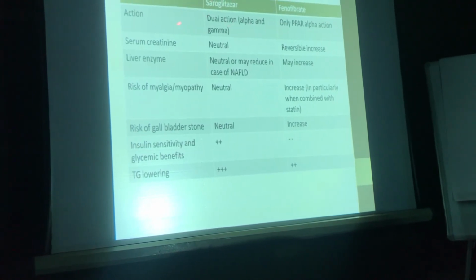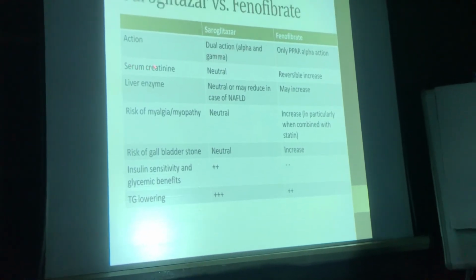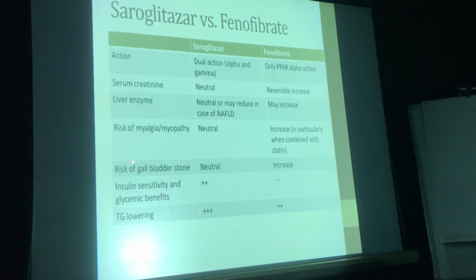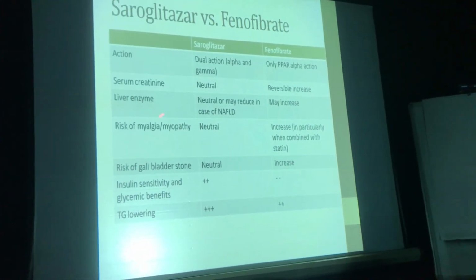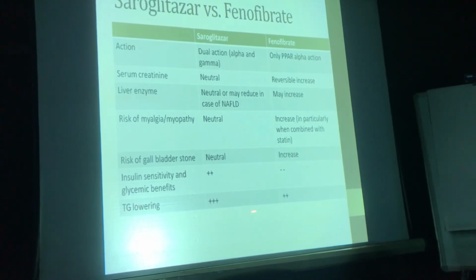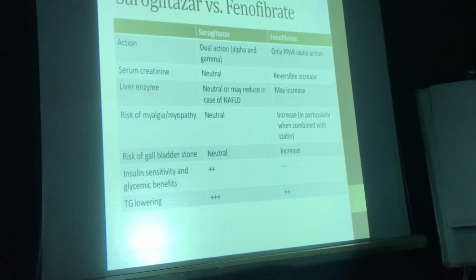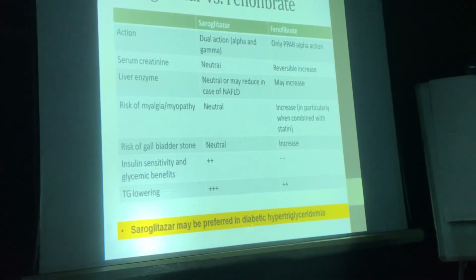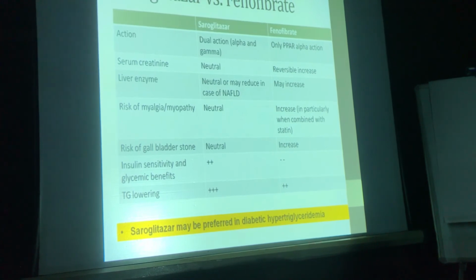So saroglitazar's action is on the alpha and gamma PPAR, and serum creatinine, liver enzymes, myalgia, myopathy, gallstones do not really get affected, and insulin sensitivity improves, and the TG lowering effect is more than that of the fibrates. So saroglitazar may be preferred in diabetic hypertriglyceridemia.